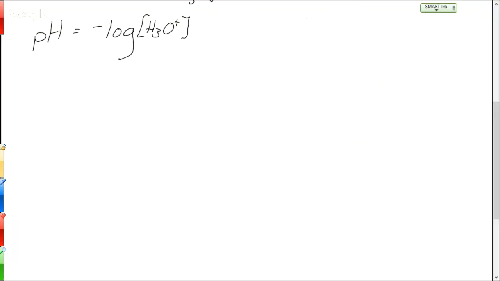Okay. But we know that logs return exponents. So if we have a log of some number like 10 to the third or 10 to the minus 3, that gives us minus 3. That's what log does. So if you want to know the pH given the hydronium concentration, you just do this, given the hydronium concentration.